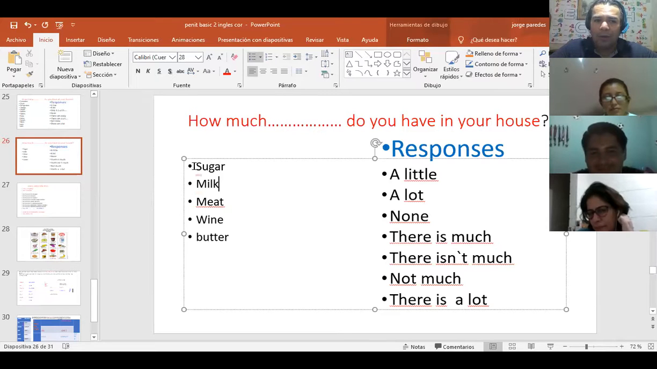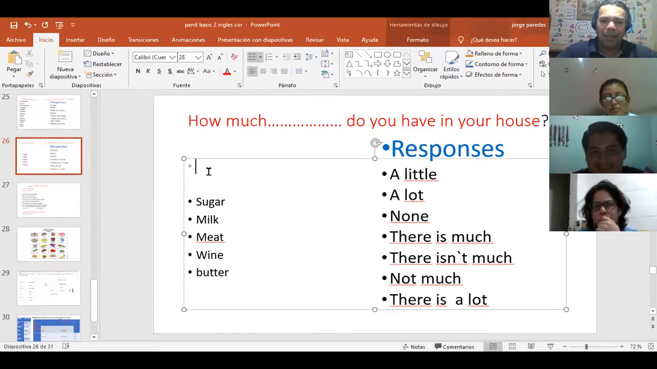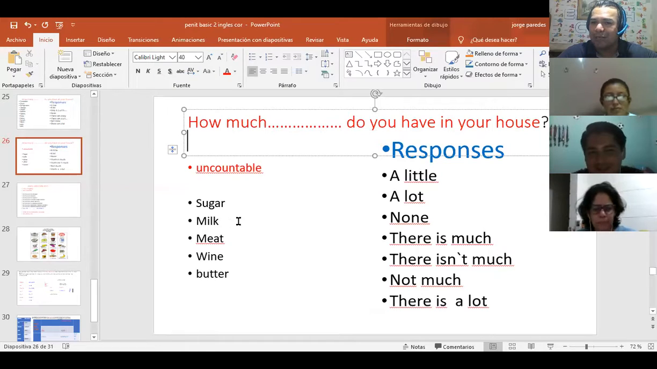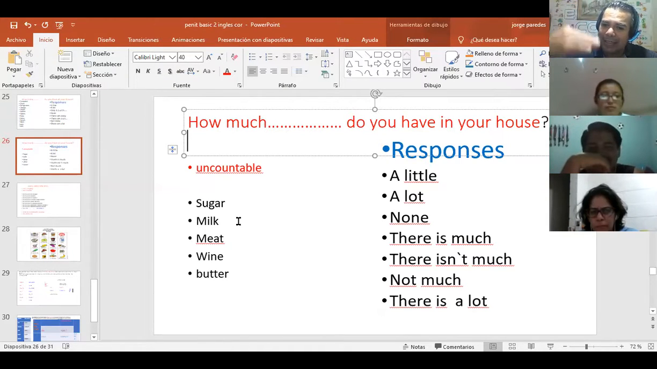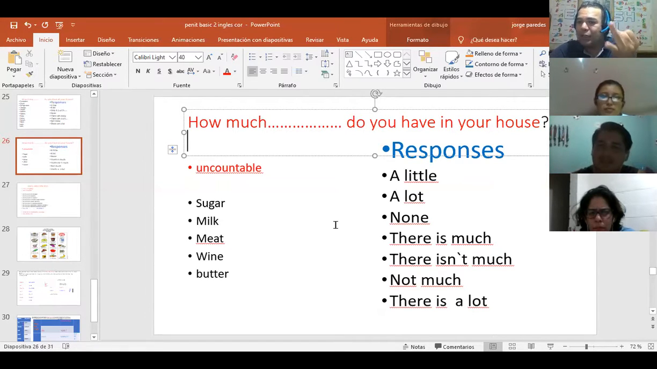Ok. Another one. Lo voy a poner aquí. I'm going to put here. Countable. Esto es uncountable. No contable. Esto no es contable. La leche, cuando está de forma general, no es contable, porque no puedes decir una leche, dos leches. ¿Ok? Son tres botellas de leche. Cuatro galones de leche. Ahí sí está en plural. ¿Entiendes? Pero mientras no digamos la unidad de medida, que serían botellas, galón, se mantiene no contable.